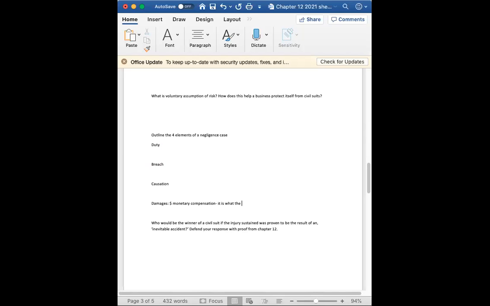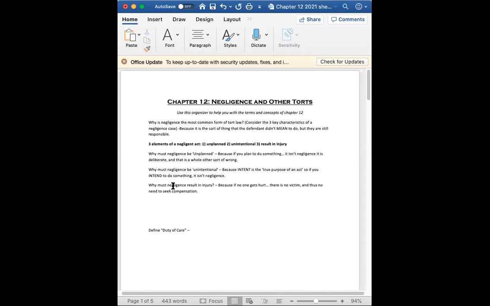It is what the plaintiff, notice that language hasn't changed, the plaintiff is the one suing, is seeking as compensation for injury. So really the rest of what we're going to be looking at today is trying to make sense of these terms: duty, breach, and causation in regards to negligence.